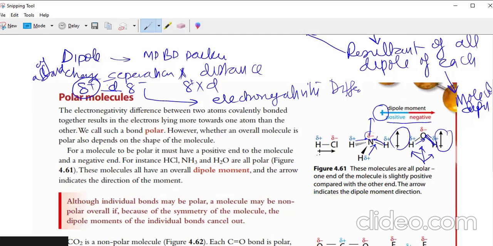Then HCl. This is one molecule, one bond, so there is no resultant here. Only this bond dipole is there.